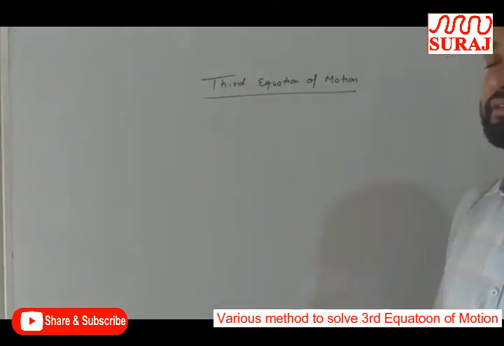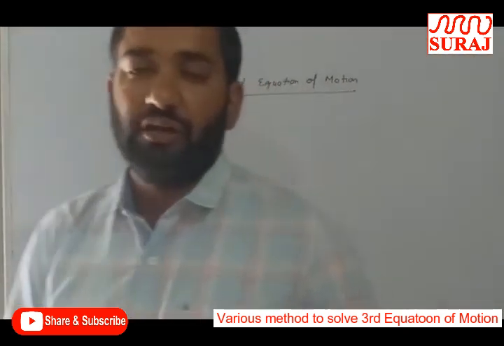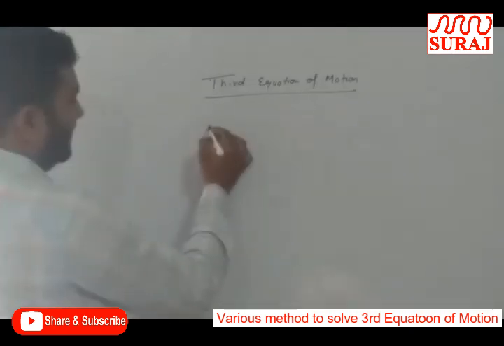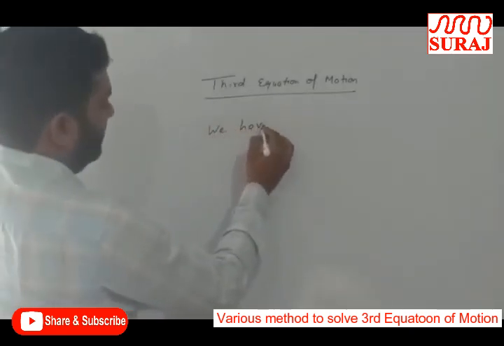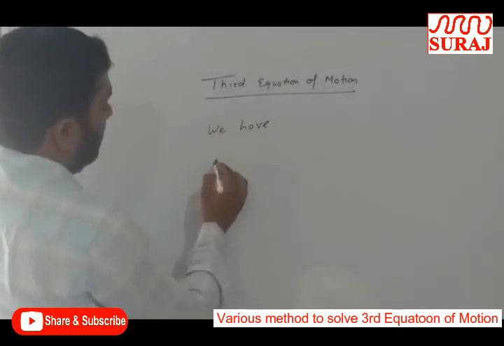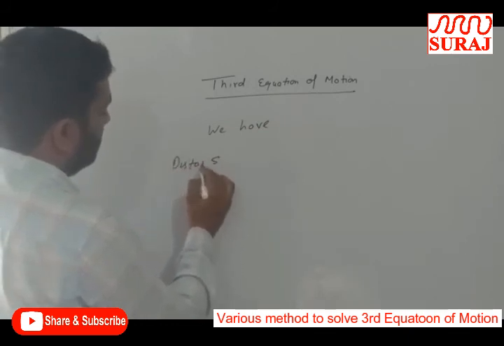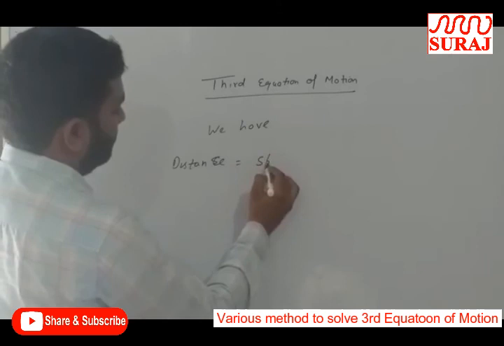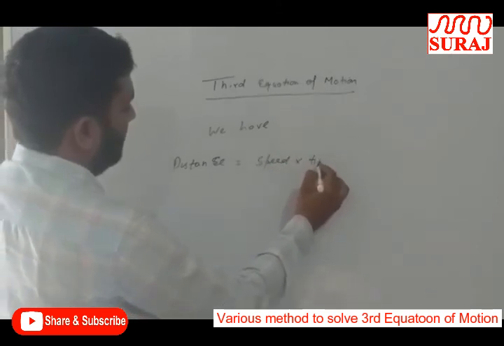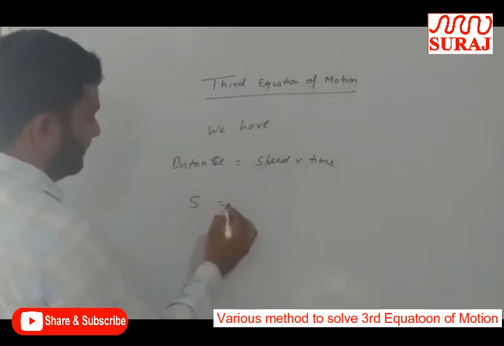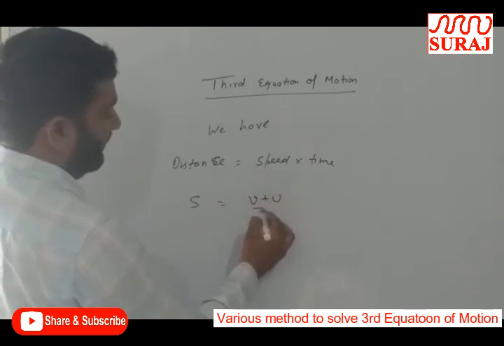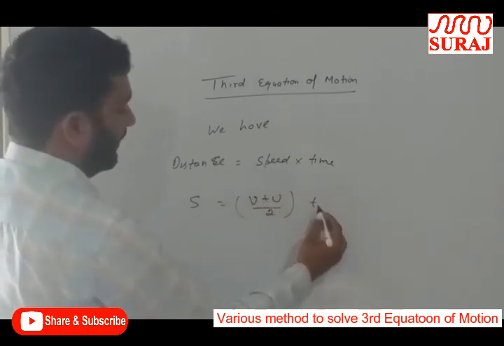Today our topic is the third equation of motion. Dear students, in the second equation we have distance equal to speed into time, so s is equal to (v plus u) by 2 into time t.